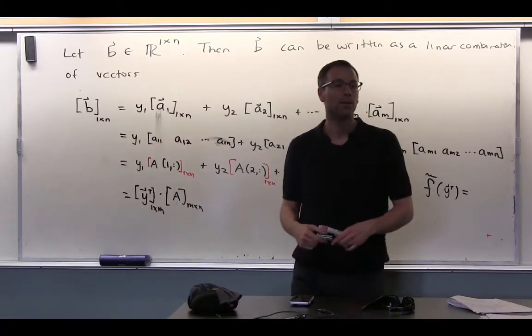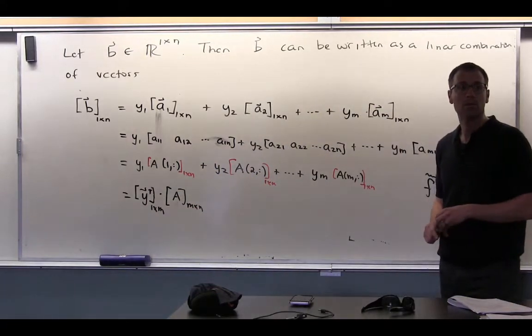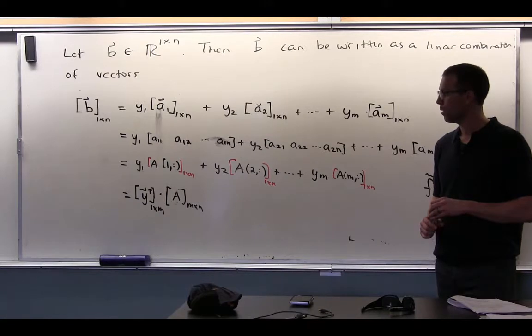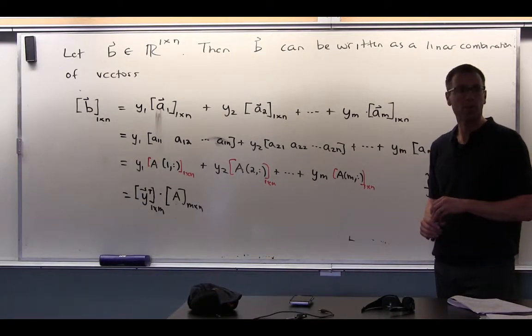Yep. Why can't you put the vector on the left so the inner dimensions agree? Because it's 1 by m and then m by n. So the inner dimensions don't agree on that one, the m's.